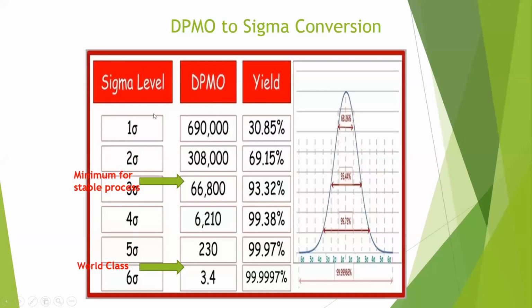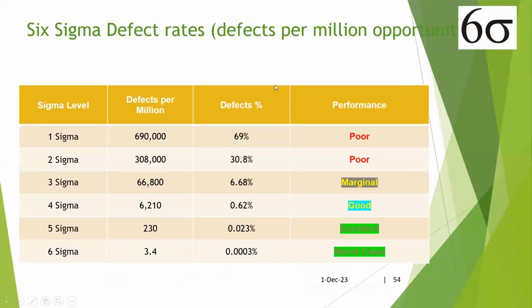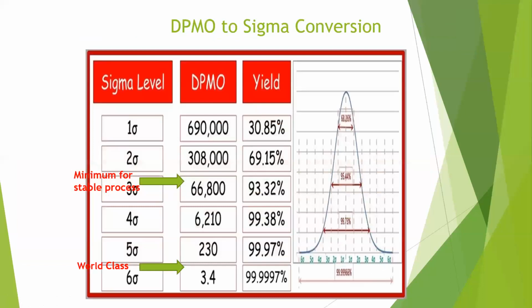For 1 and 2 sigma, at 1 sigma with so many defects, DPMO of 6,90,000 per million, the yield is just about 30.85%. At 2 sigma, the yield is better in terms of 69.15%. Thereafter, 3 sigma is 93.3, 4 sigma is 99.8, 5 sigma is 99.97, and 6 sigma is 99.997. So this is the sigma level. This is the DPMO, that's defects per million opportunities, and this is the yield. In the previous slide, we had shown the number of defects. Here is the yield. You can look at it either way.